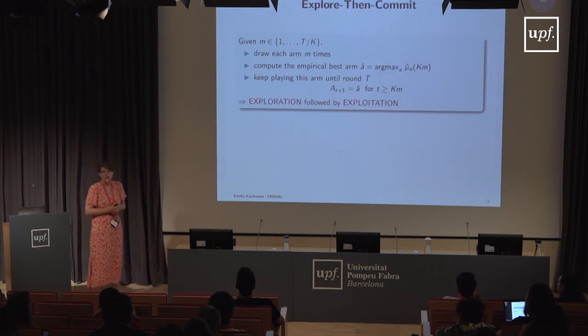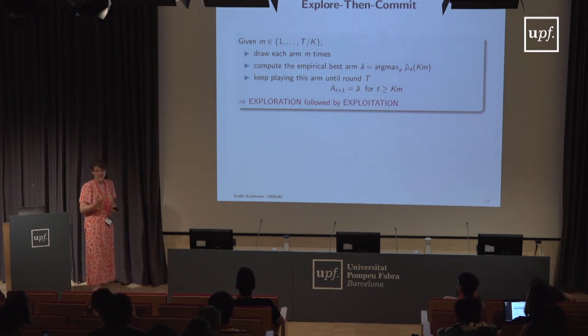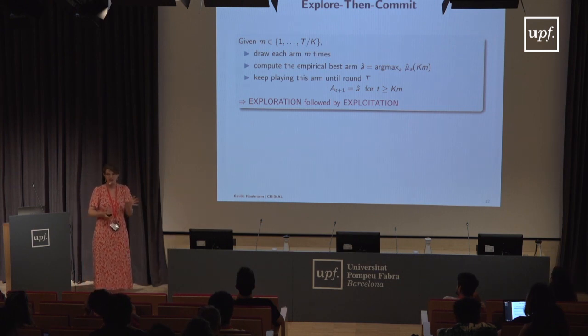So what was wrong with greedy? What was wrong is that we just initialized our estimates with one sample, and then we could have this lucky-unlucky phenomenon that explains the linear regret. But this might not happen if we take a little bit more exploration at the beginning.